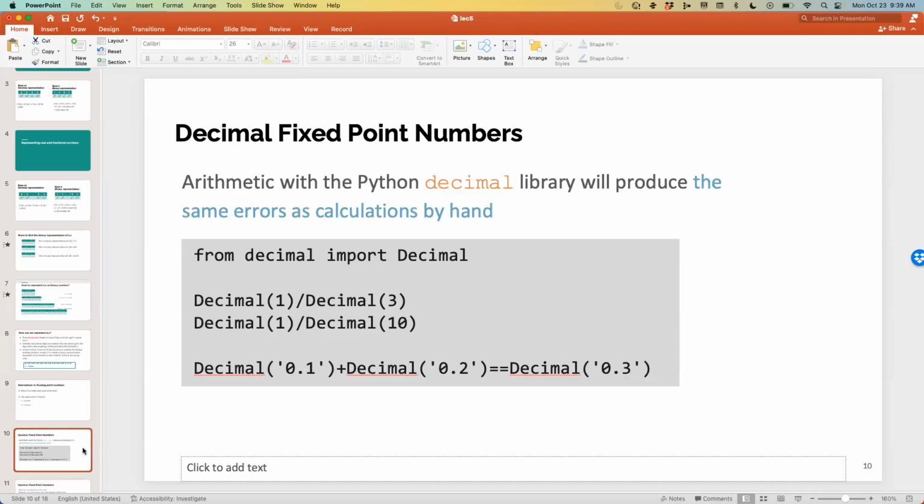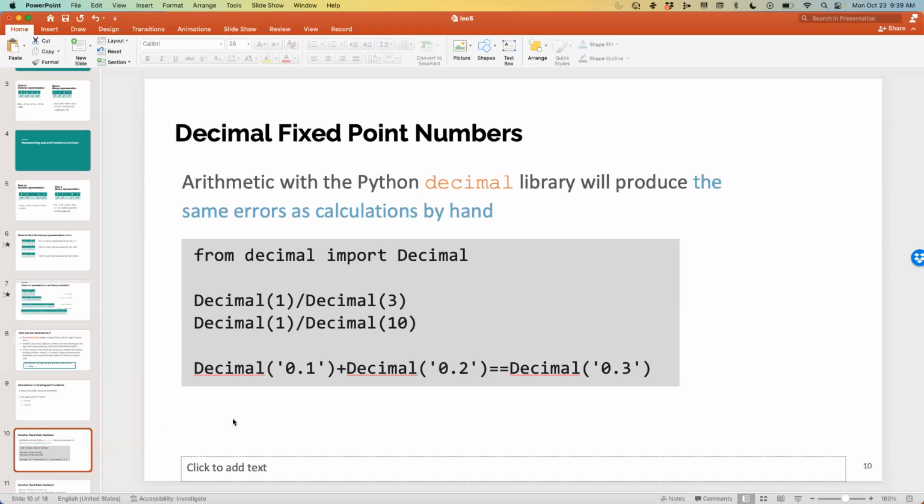Okay, so decimal is a library that will produce the same errors as calculation by hand. So if you represent your number, a floating point number, as a type of decimal, okay, then whatever calculation that you make will be the same calculations and mathematically correct.